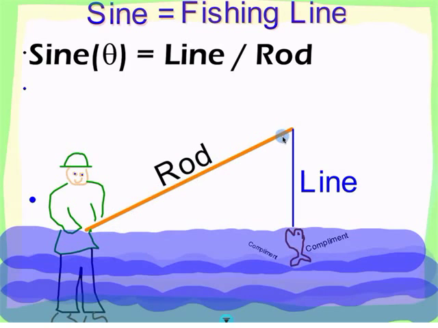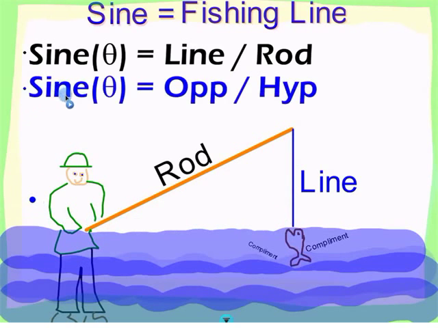If you imagine this guy lifting the rod up, as the angle increases, the amount of line from the top of the rod to the water will increase. So the sine of the angle is equal to the opposite length, or the length of the line, divided by the length of the rod. And of course we know this is the opposite side. As long as we define what this angle is, we're fine.